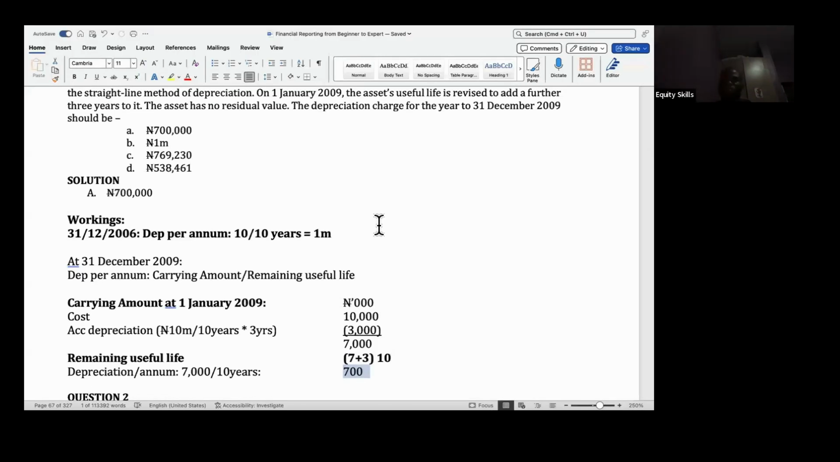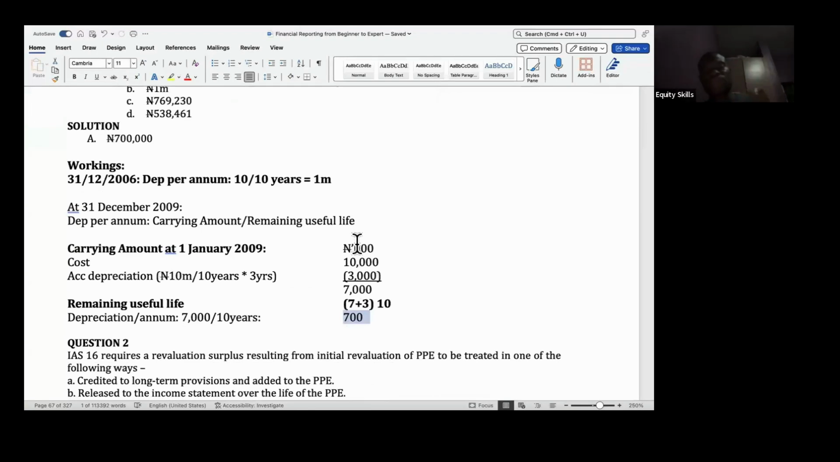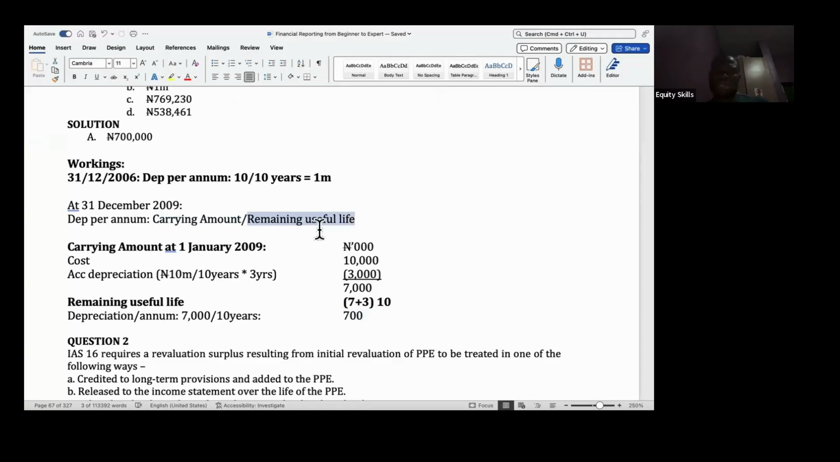What this question is teaching you is that whenever there is a change in useful life, or a change in residual value, in this case there's no change in residual value, it's just a change in useful life, the calculation of your depreciation from that date of change will change. It will now be the carrying amount over the remaining useful life. Calculating the carrying amount is not difficult. It's just cost minus accumulated depreciation. Just take note what the new useful life will be.